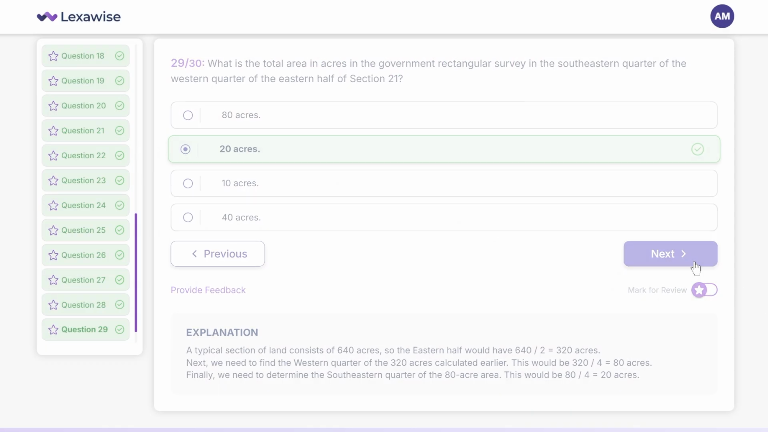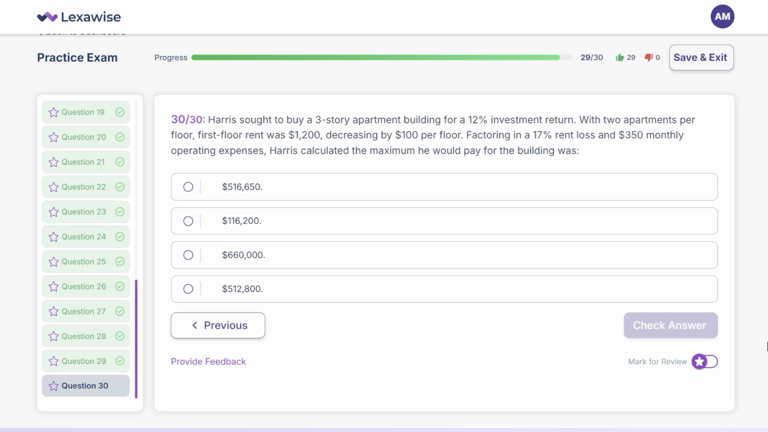Let's keep going. This is the last one, so it's a bit more complex. Harris sought to buy a 3-story apartment building for a 12% investment return. With 2 apartments per floor, first floor rent was $1,200, decreasing by $100 per floor. Factoring in a 17% rent loss and $350 monthly operating expenses, Harris calculated the maximum he would pay for the building was A. $516,650, B. $116,200, C. $660,000, D. $512,800.